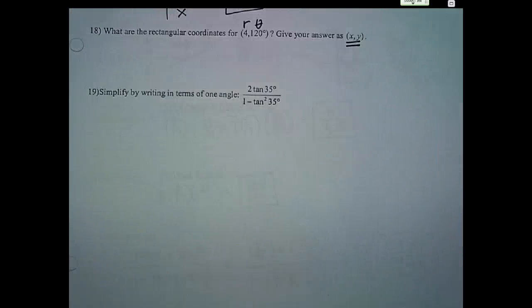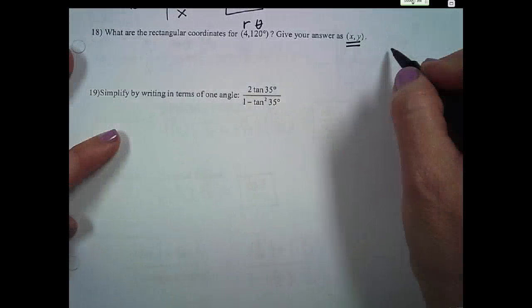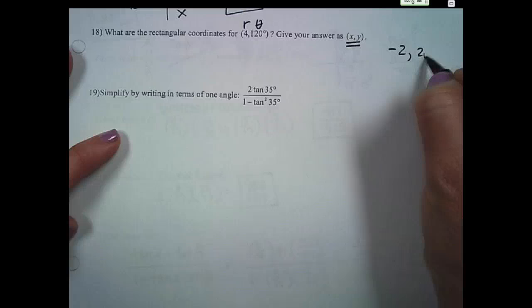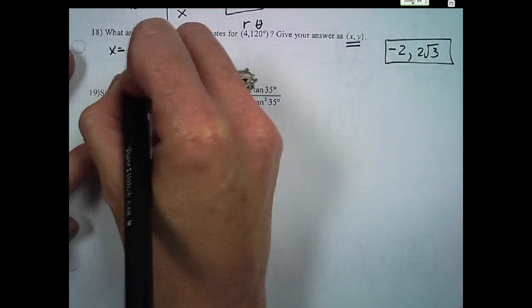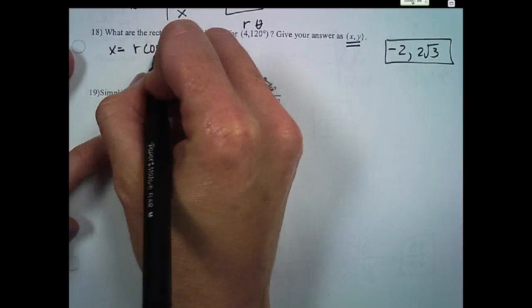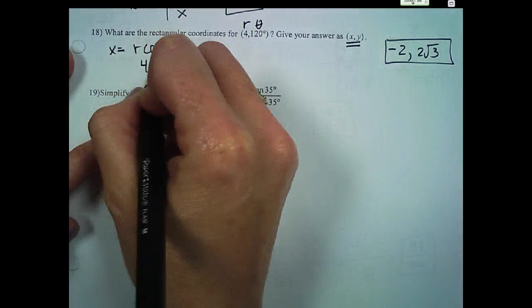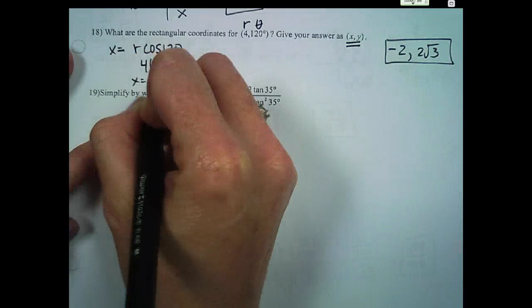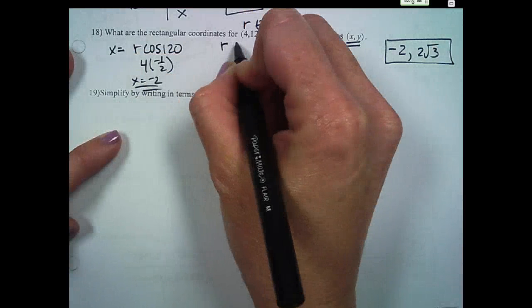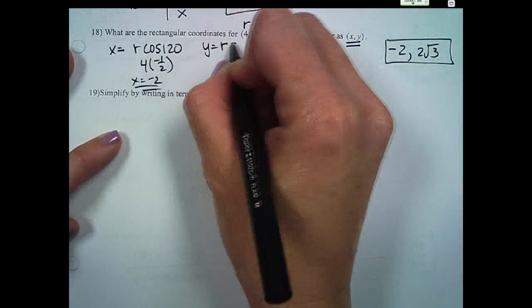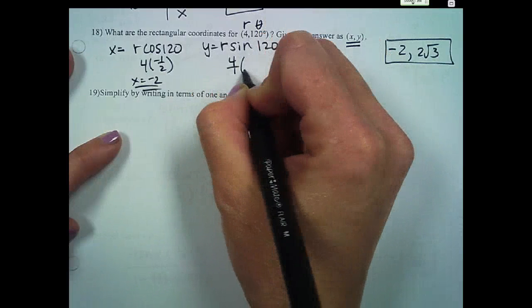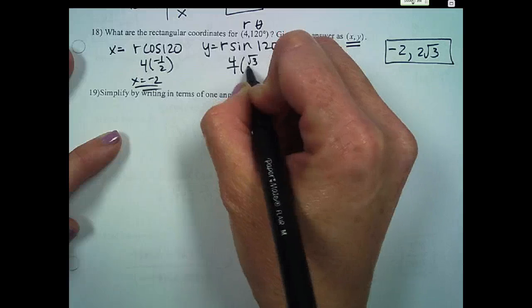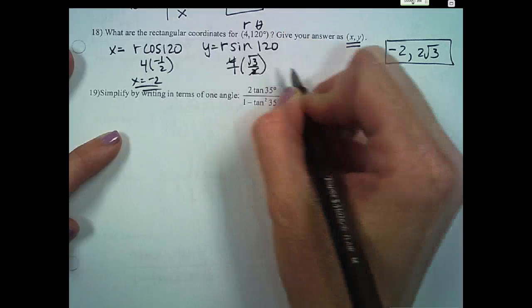Okay, so then the answer, if you want to check, was -2 and then 2 root 3. So x equals r times cosine of 120. So that's 4 times -1/2, which gave you -2. And then y is r times sine at 120, which would be 4 times root 3 over 2. These cancel, and you ended up with 2 root 3 for your y.